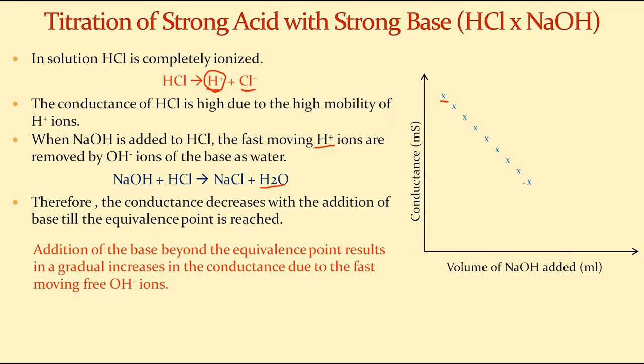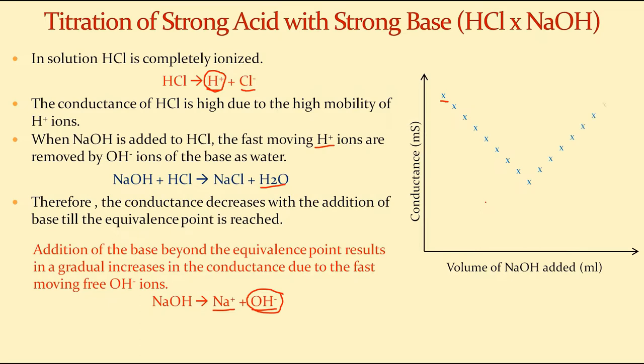Beyond this point, we continue the titration, adding the sodium hydroxide. This sodium hydroxide remains in the solution beyond the end point, and this sodium hydroxide is also a strong electrolyte which splits up into sodium and hydroxyl ions. These hydroxyl ions are the second highly mobile ions after H plus. So hydroxyl ions also predominate the electrolytic conductance. So with the addition of the sodium hydroxide, again you will observe the increase in the conductance values in the graph. You can see the readings are increasing.